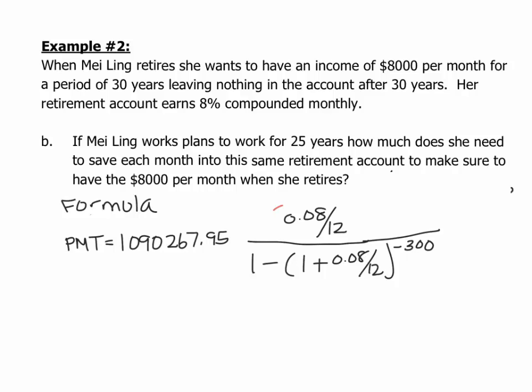If you want to use the formula, this is how you would input the values. Remember, when you go to enter it into the calculator, you need to have parentheses around the stuff in the numerator, parentheses around the stuff in the denominator. Where did I get the 300? Well, remember, that's my N, and it's going to be 25 times 12 gives you 300.